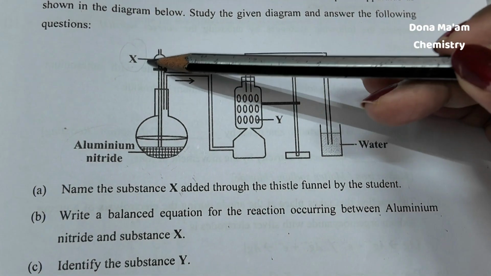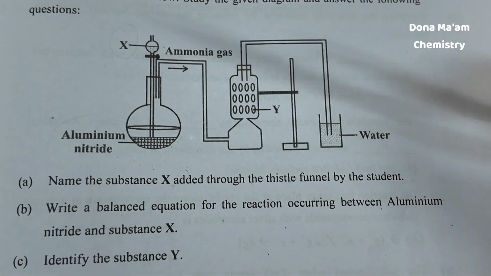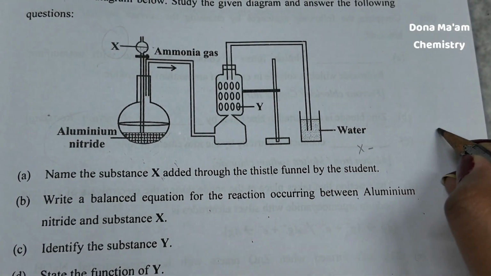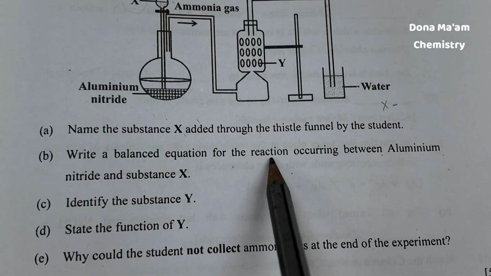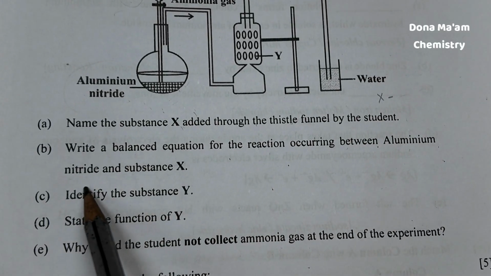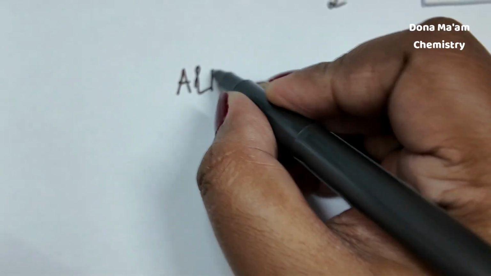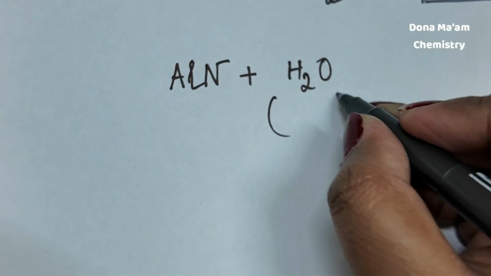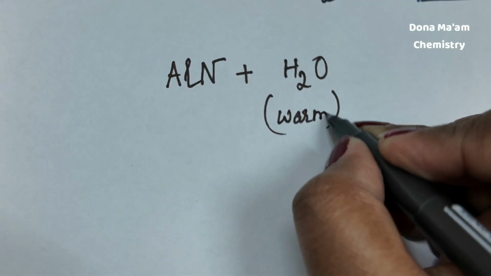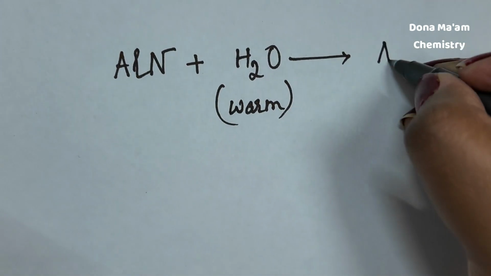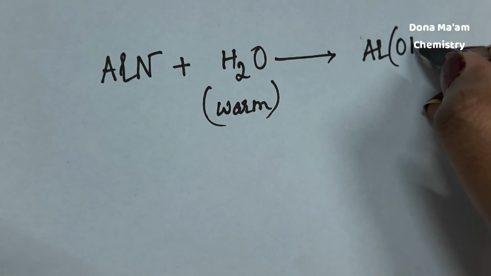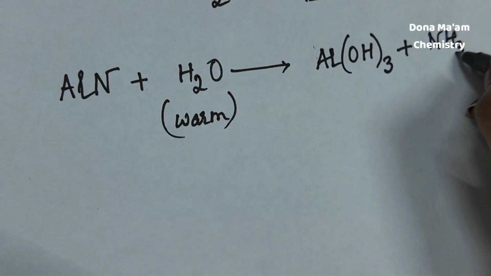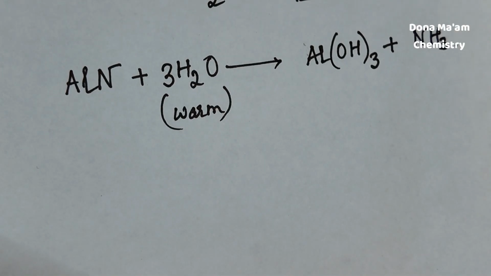Over here X is warm water. Write it this way: X hyphen warm water. Write balanced equation for the reaction occurring between aluminium nitride and substance X. Aluminium nitride and warm water, you get aluminium hydroxide along with ammonia gas evolved. Balance it and it's done.